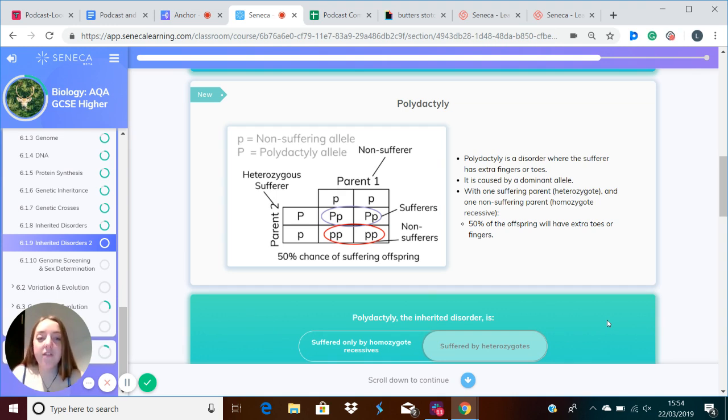This is because the suffering parent, for example if they are heterozygote, has one dominant allele, and because they have the dominant allele, they have polydactyly. And the non-suffering parent must be homozygote recessive, because they don't have the disorder, so they don't have the dominant gene.